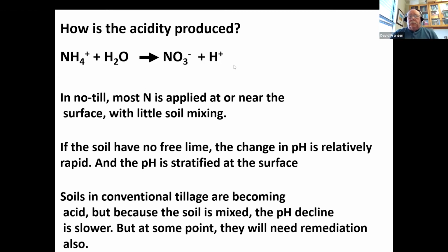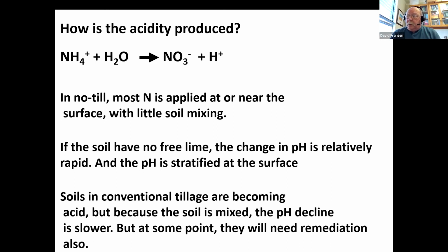And in no-till, we see it first. Conventional till people are also going to have this problem as we go through time, but they mix their soil. And so the effect of the gradual decrease in pH isn't quite as noticeable as in no-till because they mix it. In no-till, most of the nitrogen is applied at or near the soil surface.